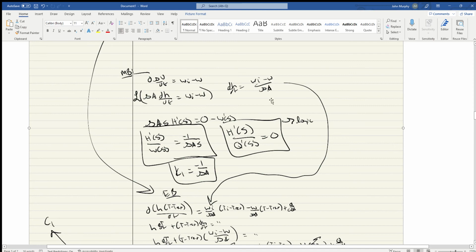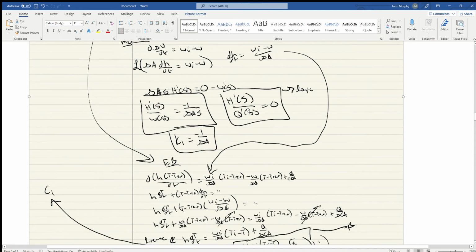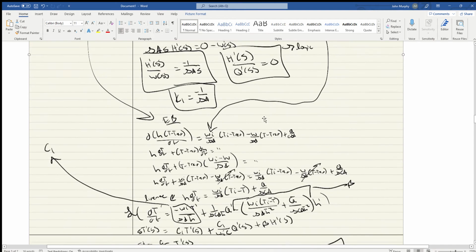Because the general form is K/s, you're going to have K1 equaling -1 over rho A. And H prime of s over Q prime of s is going to be equal to 0. You can either use logic, that the heater is not going to really affect the height, or there's just no Q value to really apply in this case.